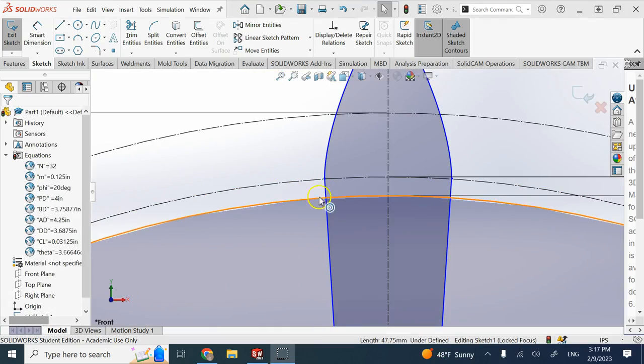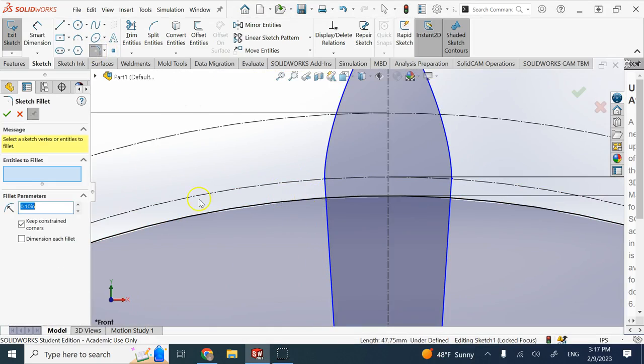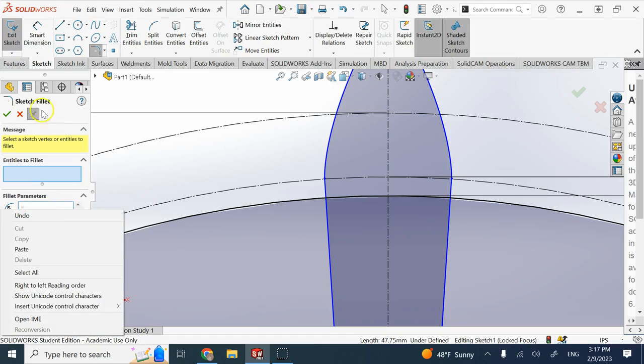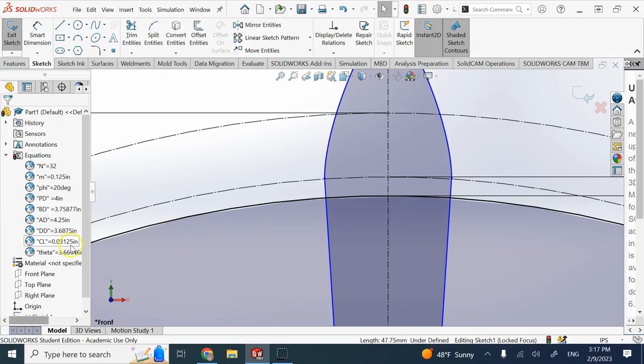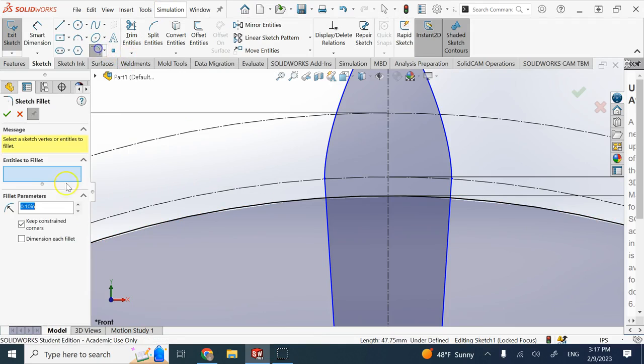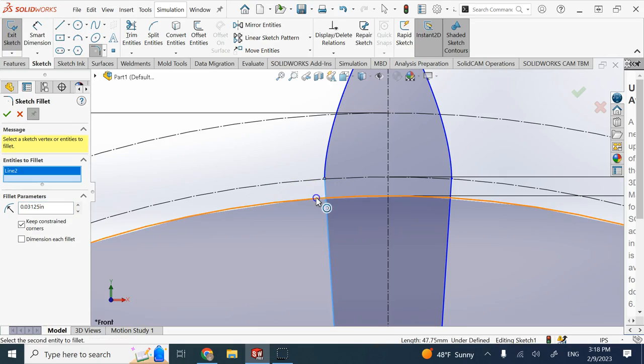And then I need to apply a fillet here. So I click on the fillet tool, and the fillet here should be equal to the clearance. And you see again, it is not going to let me type in the formula for it. So I need to look at the CL, and that is 0.03125. This is the number I need. And I need to apply it between here and here if it allows to.